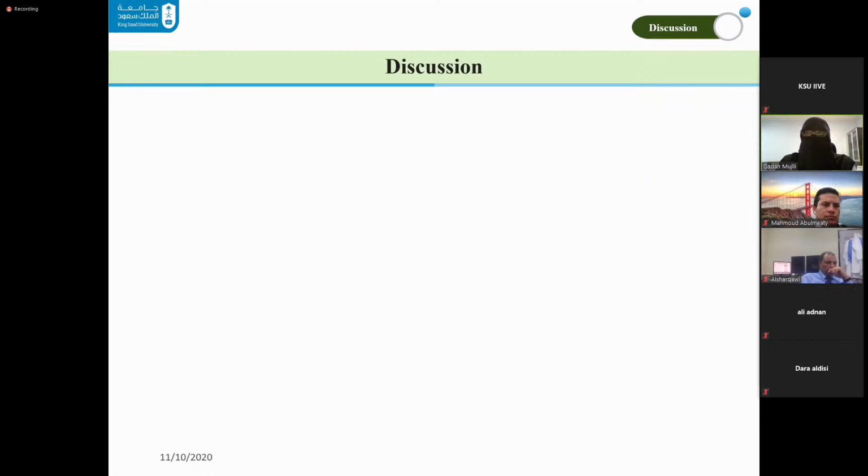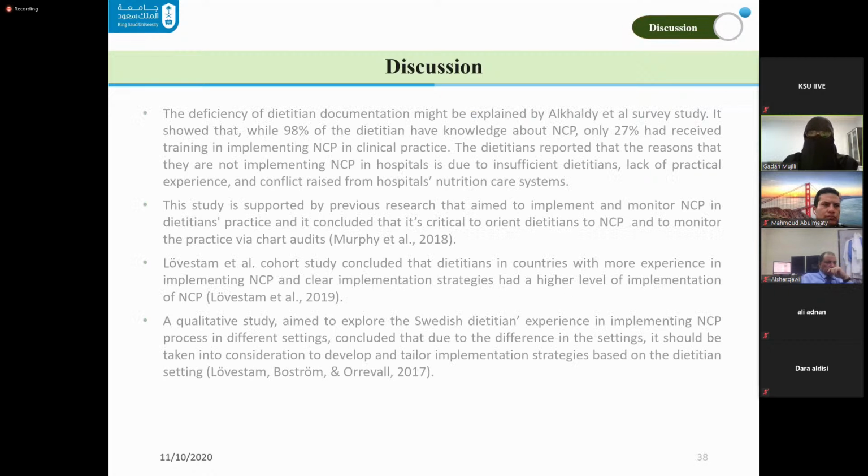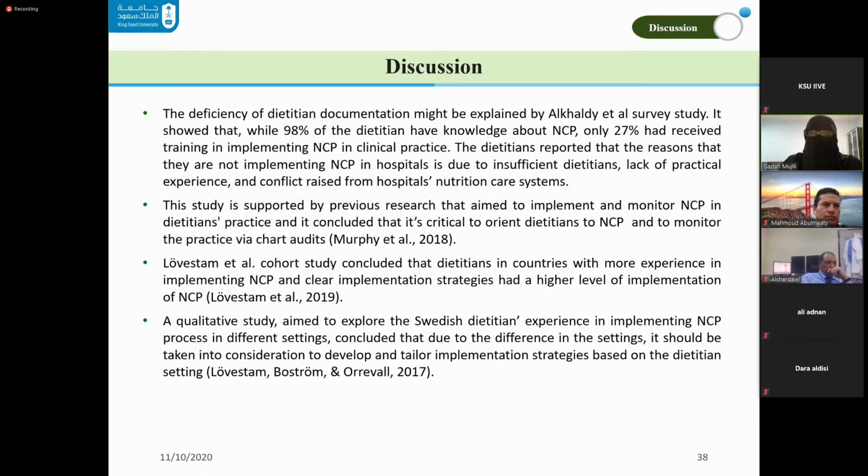And they found that the dietitians' opinion of why it's difficult to implement it was the lack of practical experience and the different systems between the NCP and the hospital systems. This study is also supported by research that aimed to implement and monitor NCP in dietitian practice. In previous research, they found that it's very critical to orient dietitians to NCP and to monitor the practice via chart audits.